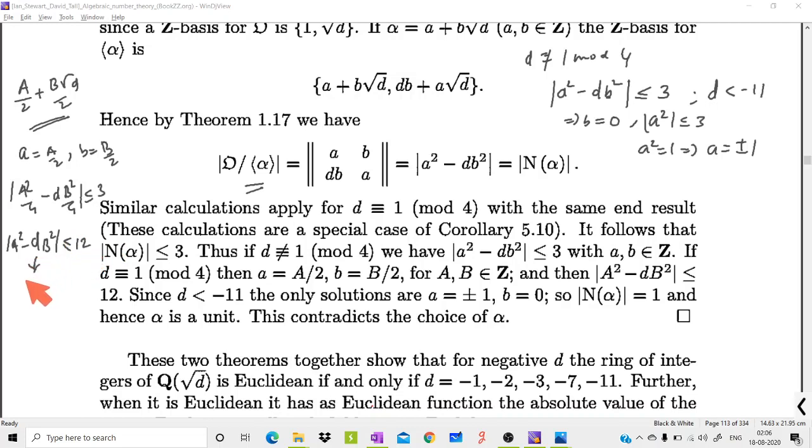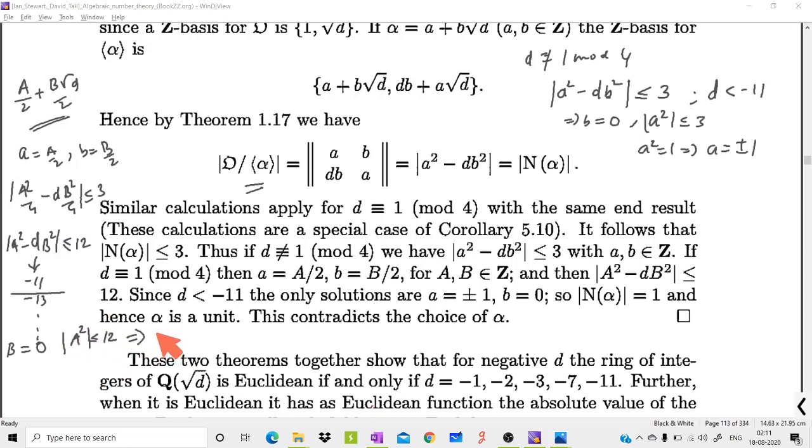But whenever we choose values like minus 11, minus 13 and so on, we can say that d is less than minus 11. So we can choose d from these numbers. The first possibility is d is equal to minus 13. If d is equal to minus 13, this would be greater than 12. So this statement implies that capital B is equal to 0. Capital B is equal to 0 means capital A square is always less than or equal to this number 12. That is, modulus A square less than or equal to 12.